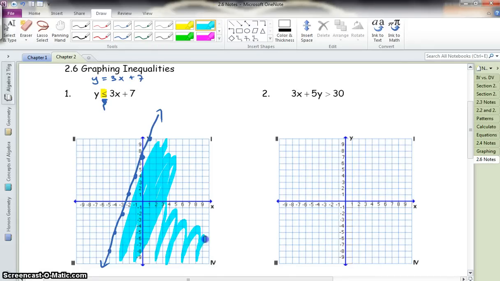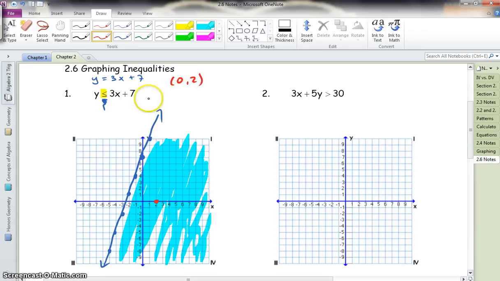Now, because it's less than or equal to also, we're going to shade below the line. The reason we're shading below the line is because any point that falls in this region, any x and y value, will make this statement true. Anything less than or equal to that line. So if we substitute in any point, let's pick an easy one, 0, 2. So my y is 2, so is 2 less than or equal to 3 times 0 plus 7? Sure is. 2 is less than or equal to 7. And that will check out for any point in this shaded area. So that's the significance of that.